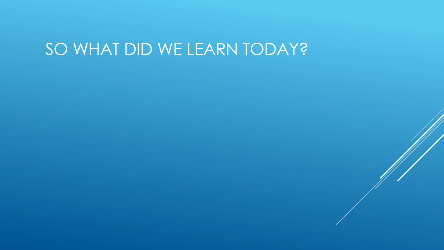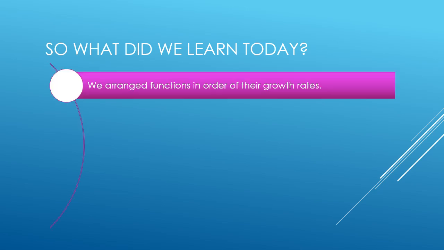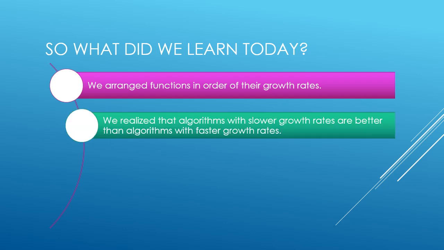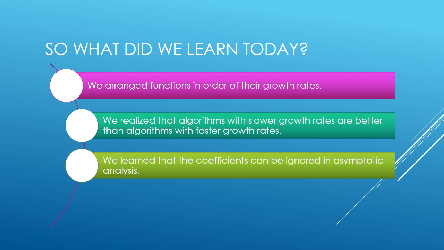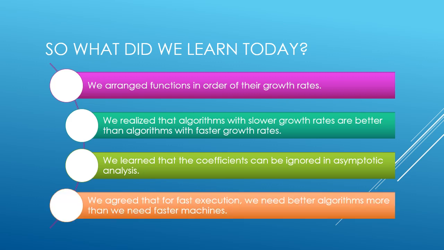So what did we learn today? We arranged functions in order of their growth rates. We realized that algorithms with slower growth rates are better than algorithms with faster growth rates. We learned that the coefficients can be ignored in asymptotic analysis. And we agreed that for fast execution, we need better algorithms more than we need faster machines.